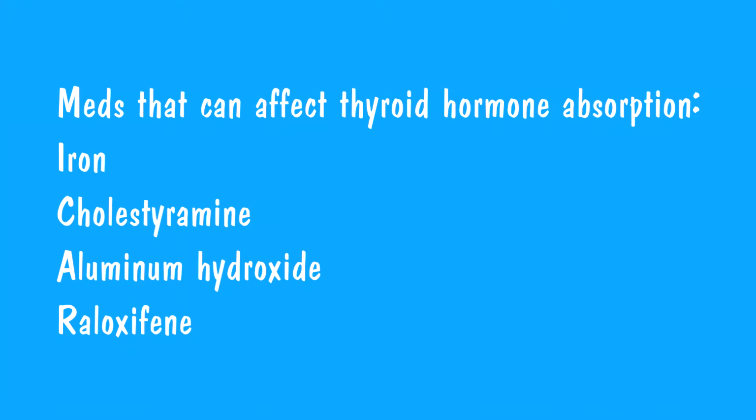There are also some compounds that can interfere with the absorption of thyroid hormone. So if somebody has been prescribed a thyroid hormone replacement, but their TSH is still very high, then it could be because it's not being absorbed properly. So things like iron and cholestyramine can affect thyroid hormone absorption.